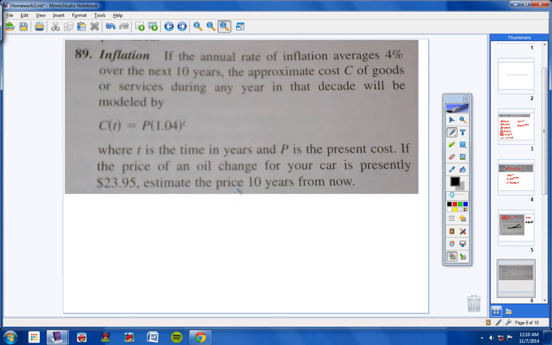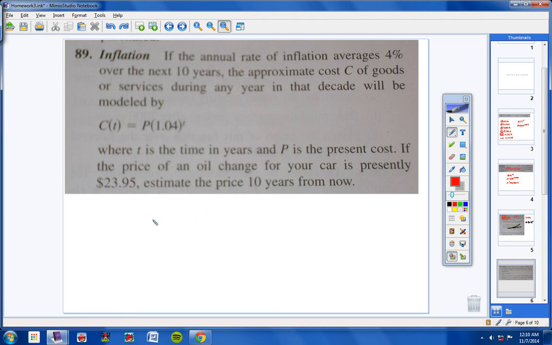Now, inflation. The annual rate of inflation averages 4% over the next 10 years. The approximate cost of goods or services during any year in that decade will be modeled by this model right here, where T is the time in years and P is the present cost. So if the price of an oil change at the present is $23.95, estimate the price that the oil change will be 10 years from now.